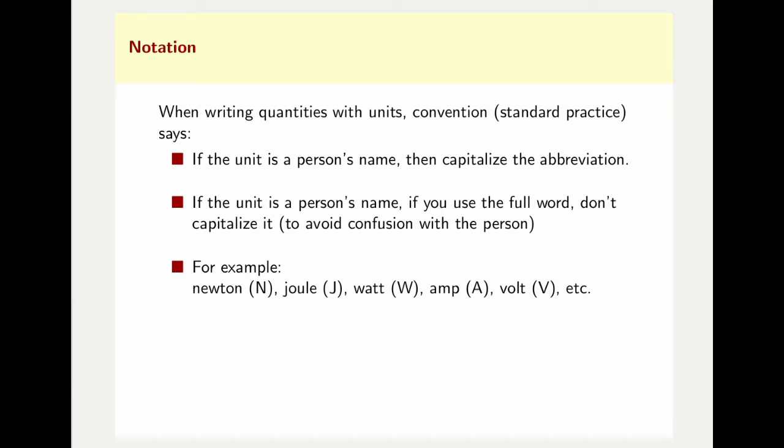Let's give some examples. The unit of force is called the Newton, after Sir Isaac Newton. So if you write the full name, you don't capitalize it, but if you abbreviate it, like here, the abbreviation is a capital N. The same for the joule, the watt, the amp, the volt. There are many units that are named after physicists and other scientists and engineers. So that's the convention. Capitalize the abbreviation but not the complete word.